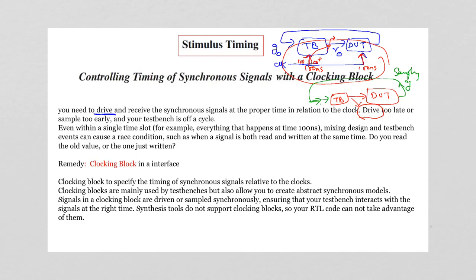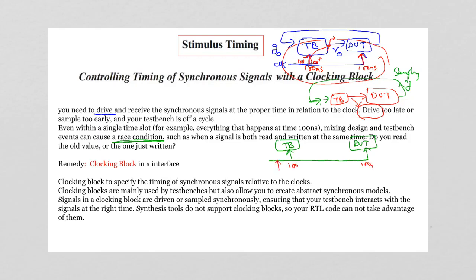So the main problem is that there will be some race condition depending on which is sampled first. For example, think this is the DUT and this is the test bench. So for example, this is also 100 nanoseconds, this is also 100 nanoseconds.